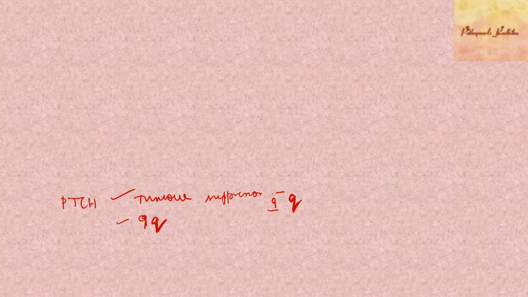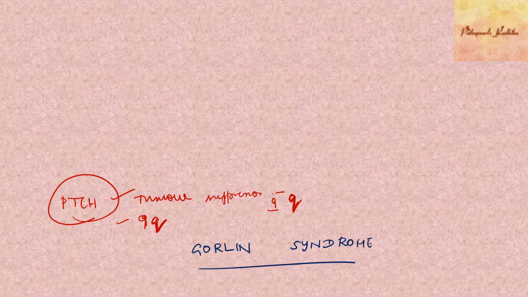So why is this important? Because when you have mutation in this, you can develop a particular syndrome called Gorlin syndrome. Because it has got a syndromic association, it's important. Syndrome meaning it's not one feature, it's a constellation of features. So when you have mutations in this gene, you can have multiple basal cell carcinomas, especially at a young age group, less than 20 years.